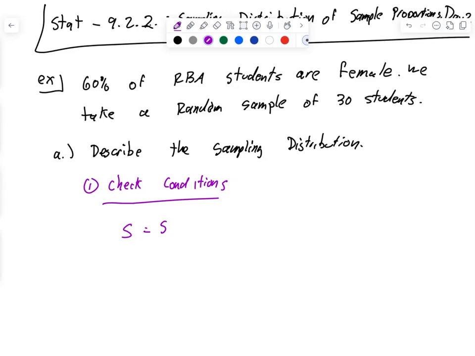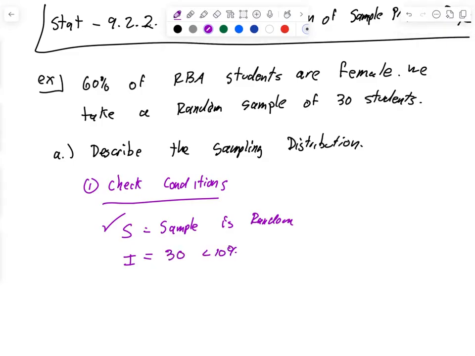I want to get you to at least these S and I before we pause. Sample is random. I like to put a little check mark. I: how many students did we sample? 30. Is 30 less than 10% of all students of our RBA students? You might argue, but unless I've stated otherwise, we can make the assumption that there's more than 600 students because we have middle school. So 30 is less than 10% of all students. Technically it's all students of RBA, but we can also say historically of RBA students.